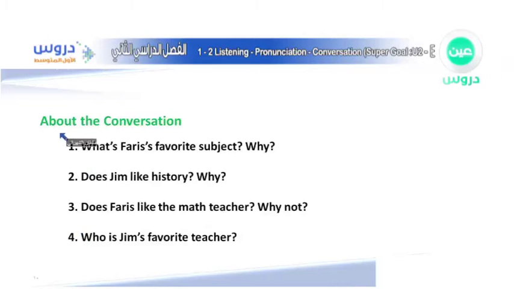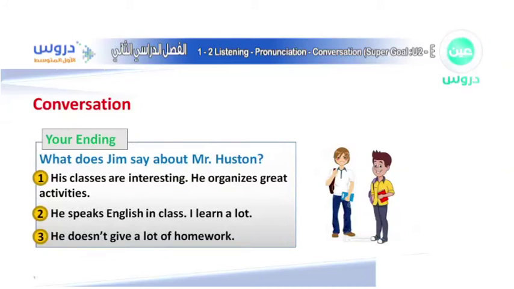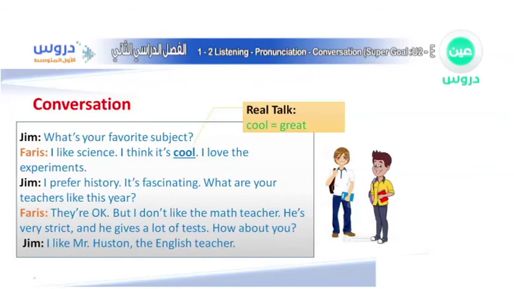So we have some questions about the conversation. We have 1, 2, 3, 4 questions. Number 1, what's Faris' favorite subject? What is it? Faris' favorite subject. And why? Okay, can you tell me? I'll go back, I want you to tell me. Faris' favorite subject. Okay, you can take a look. It's okay, it's okay.